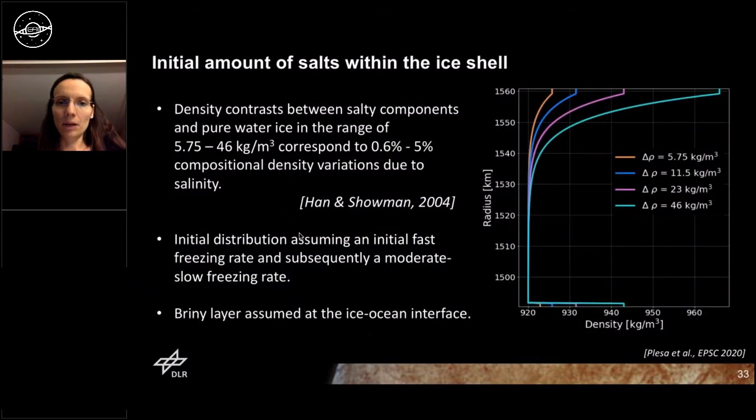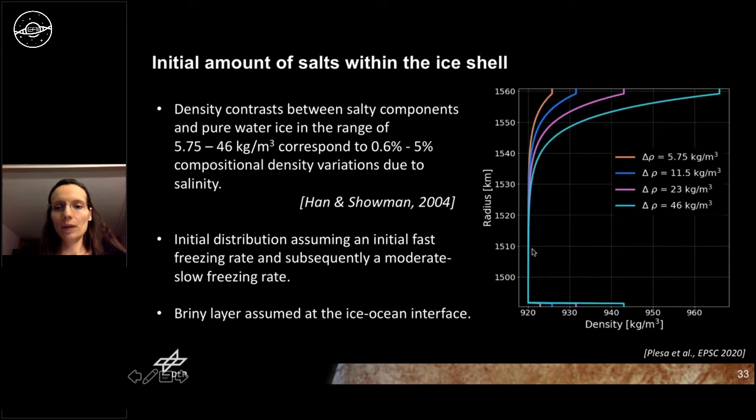Now we can also take a look at the amount of salts that we assume for the ice shell. So what we have done here, we have performed additional calculations in which we have varied the amount of salts, and you see this here in terms of the density contrast between the salty component and the pure water ice component. And we have varied this density contrast corresponding to about 0.6 to 5% compositional density variations due to salinity. We assume here for simplicity just one of the previous profiles of salt distribution, and you see here this is the initial fast freezing scenario, and there are more moderate or slow freezing rates, and then we have here a briny layer at the ice-ocean interface.